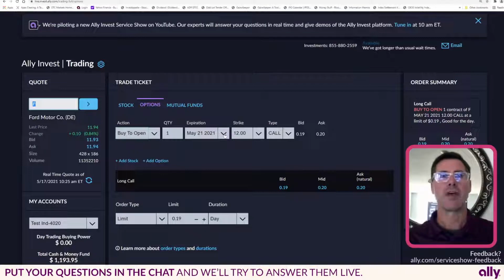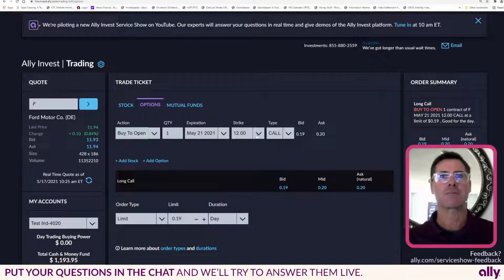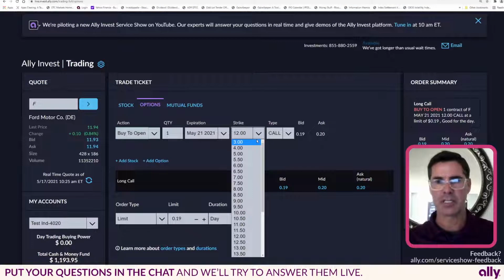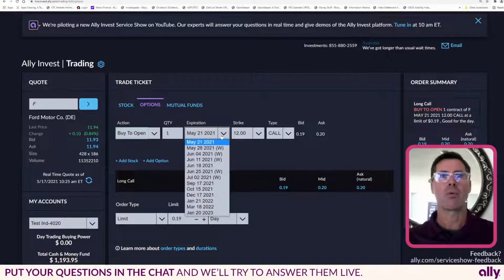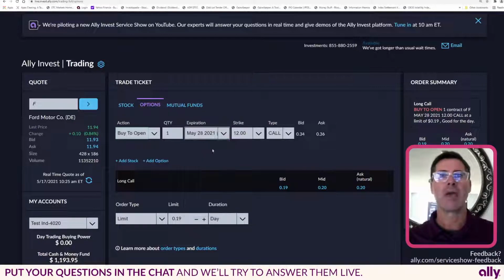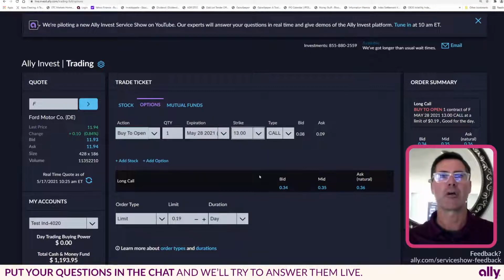If you use this drop down right here, you'll see this gives you all the series that are available from May all the way out until January of 2023. Your strike prices can also be adjusted here. So I'm going to show you a few ways from this page. If you already know what series and what strike you're looking for, let's go out one week to May 28th, and we'll go with the $13 call.